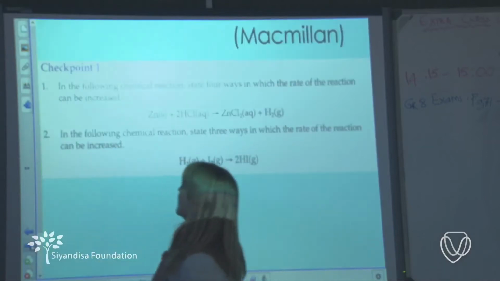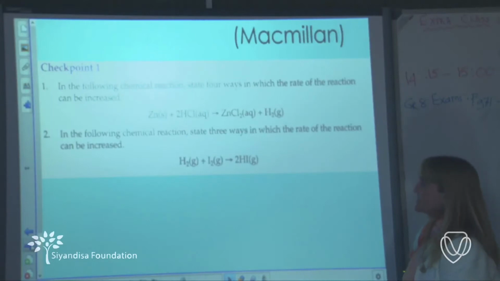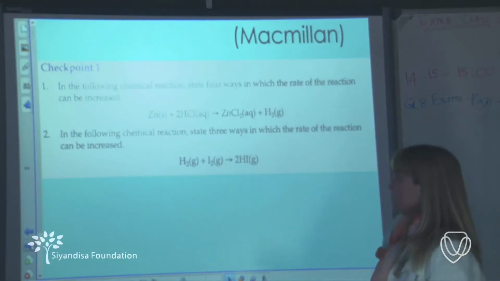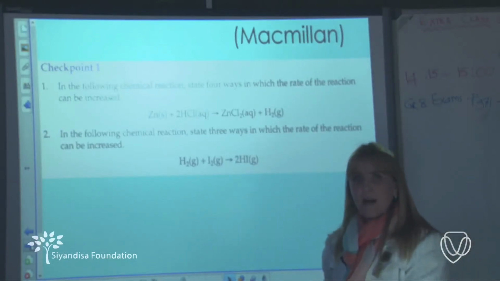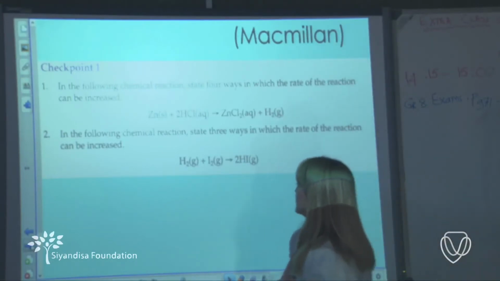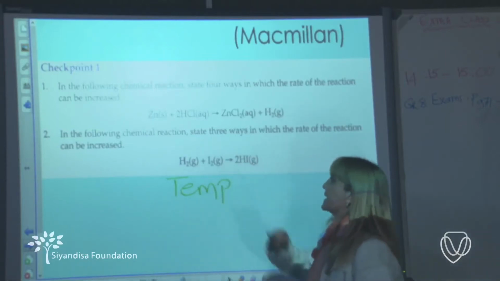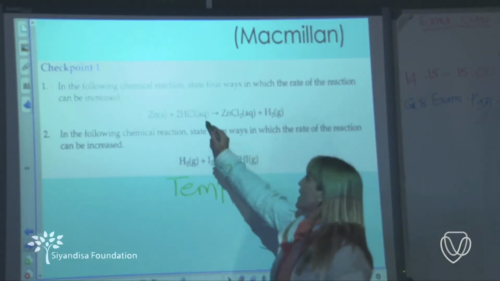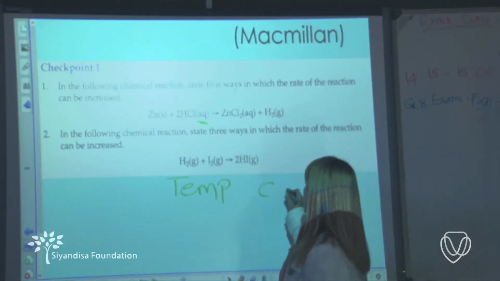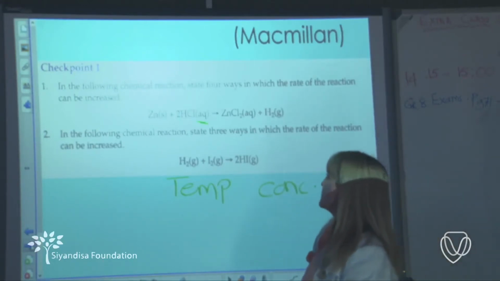So which 4 are going to influence the following reaction? Zinc reacts with hydrochloric acid to give zinc chloride and hydrogen. First of all, I can increase the temperature of my hydrochloric acid. That would increase the rate of this chemical reaction. So the first one would be temperature. Secondly, I could increase the concentration of my aqueous hydrochloric acid solution. So I could increase concentration, more particles available to take part in the reaction.